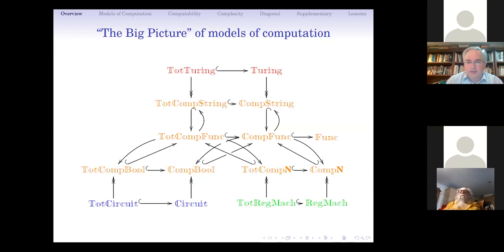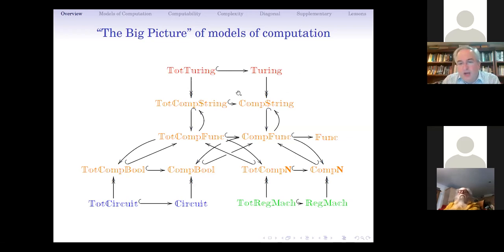Okay, that's the central line. Then, on the next slide, the things outside that central line are also computable functions, but with a restricted set of domains and codomains. And we're going to go through each one of those individually.